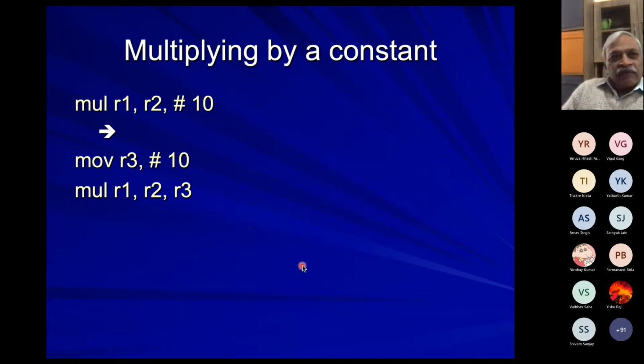You notice that in the multiply instruction, the second operand is a register. So there is no provision for having one of the operands as a constant. If you want to multiply one operand which is in a register with a constant, then you will have to first move that constant into a register and then use the multiply instruction. So it has to be split into these two.